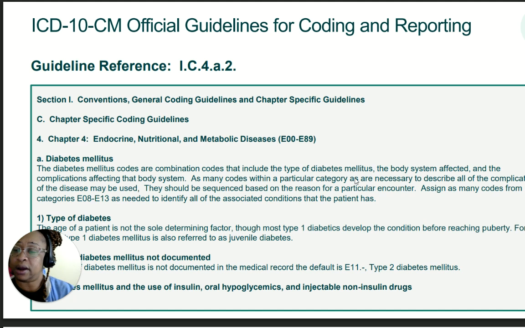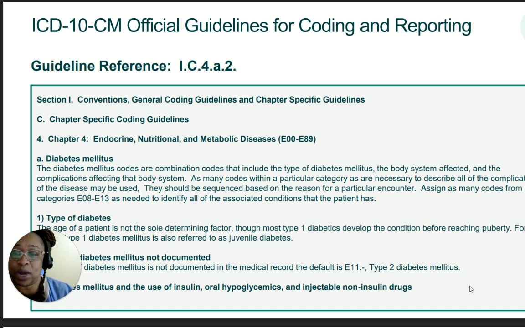Guideline reference. Here is the example of I.C.4.A.2. This is a section of conventions, general coding guidelines and chapter specific guidelines for endocrine, nutritional, and metabolic diseases. It talks about diabetes mellitus. The diabetes mellitus codes are combination codes that include the type of diabetes mellitus, the body system affected, and the complication affecting that body system. As many codes within a particular category as are necessary to describe all of the complications of the disease may be used.